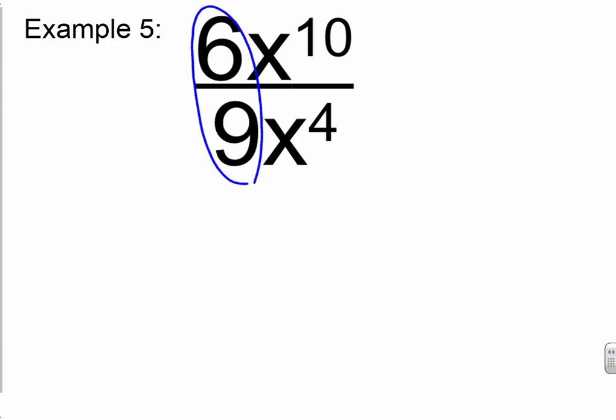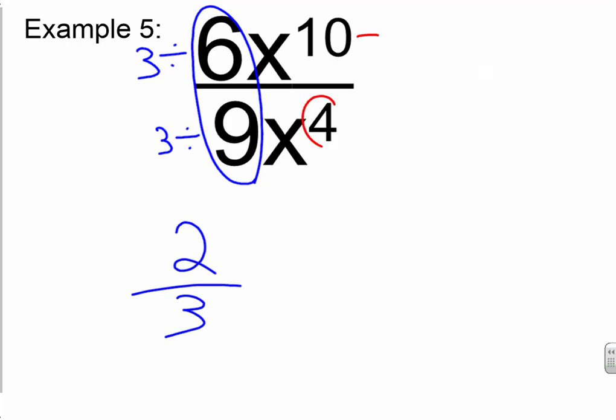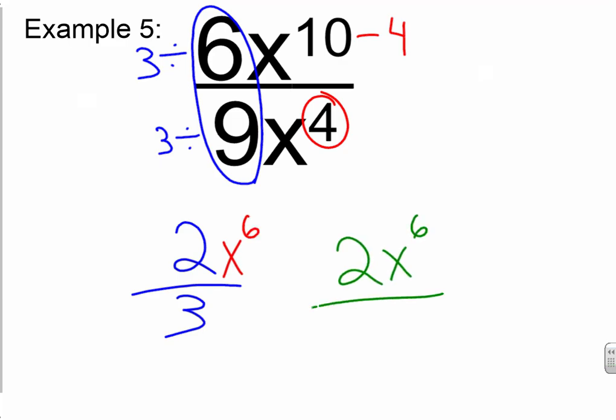Again, I can't divide my numbers nicely, so I go ahead and simplify them both by 3. 6 divided by 3 is 2. 9 divided by 3 is 3. Now I'm going to take care of my exponents. I always do the top minus the bottom number. 10 minus 4 is x to the 6th. So our final answer is 2x to the 6th over 3.